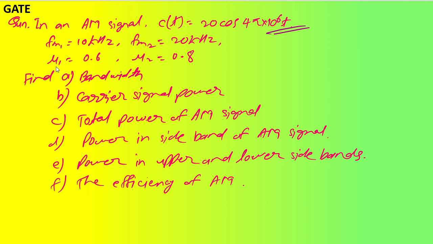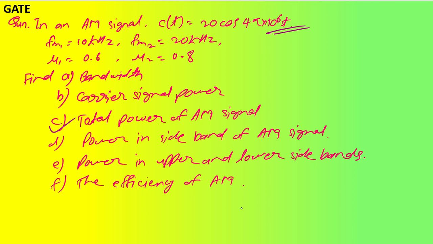Now it has gone through two modulation indexes. First one is mu1, that is 0.6, and mu2 is 0.8. We have to identify all the parameters. Basically the question in your GATE is, what is the total power of the amplitude modulation signal? That is very simple, but we have to do more calculations. So we will start with calculating the bandwidth, carrier signal power, then total power in sideband signal, as well as upper sideband and lower sideband powers, and at last we will find out the efficiency. This is a complete set of questions which will make sure that you have a complete understanding of amplitude modulation.